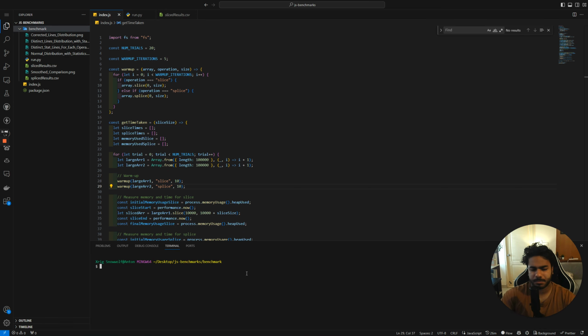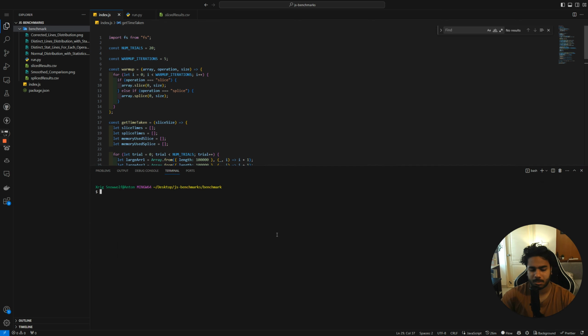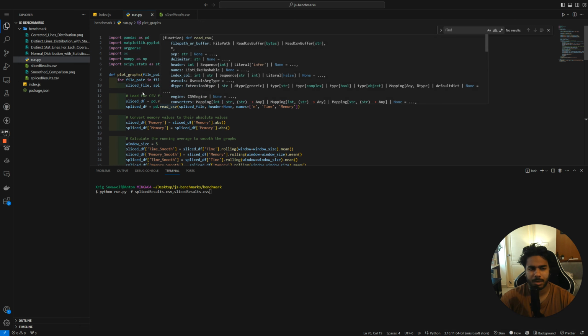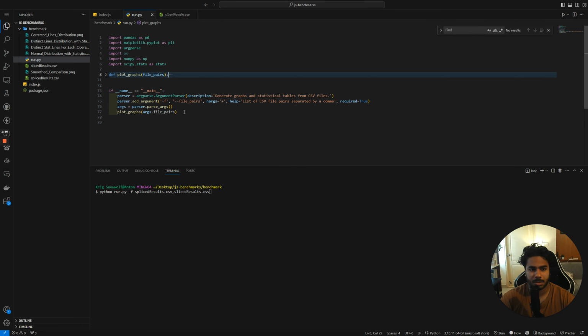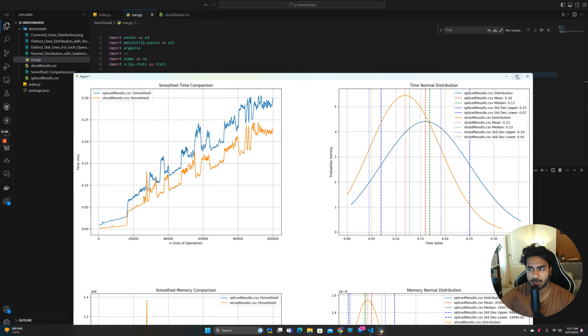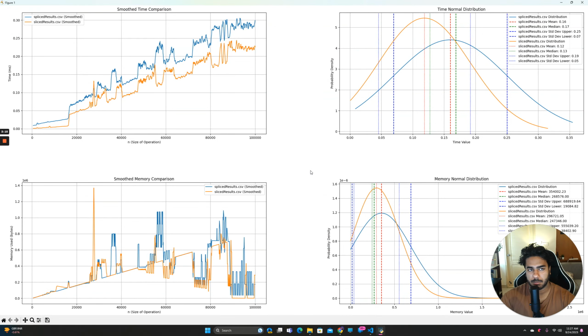So let's try running the benchmark. I'm in the same folder. The code that I have here plots the graph, and it takes in arguments like a pair of files and compares whatever we pass, right? The files are separated by commas. So I have these files separated by commas, and I just run the code and I'll get the graphs, whatever there is to plot, right?